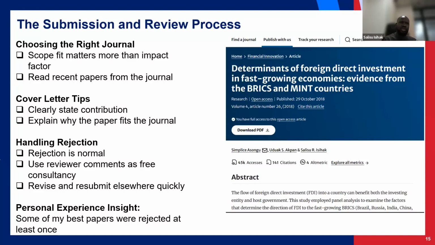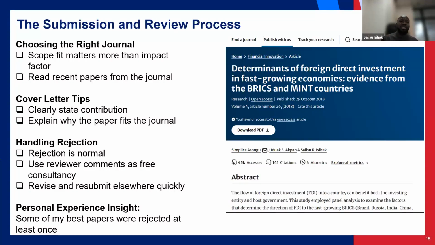The next thing to do when you are submitting is to make sure that your cover letter speaks exactly to the contribution your paper is giving to the editor. This is one of the first chances you have to interact with the editor. So when they are reading your cover letter, before they even go to the main paper, you should be able to buy them in, to convince them that your paper is worth publishing.